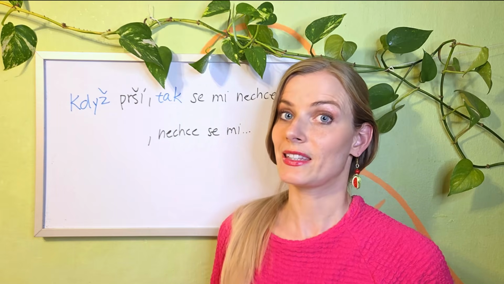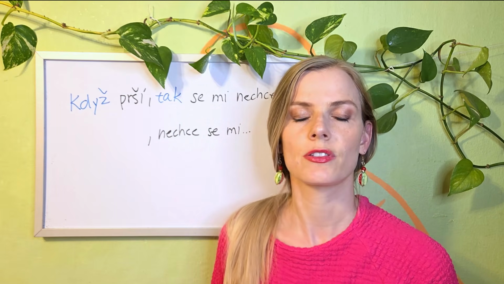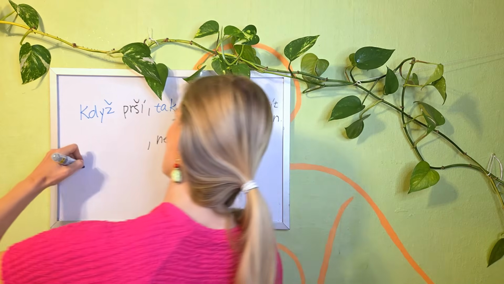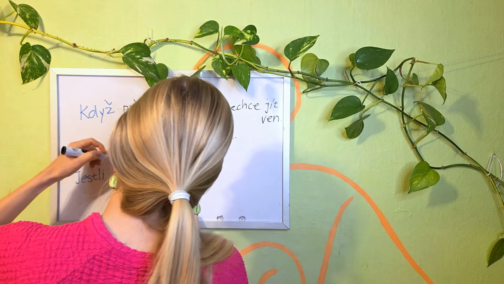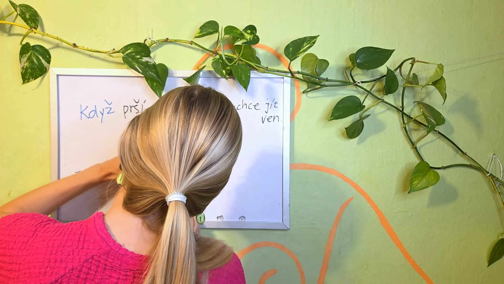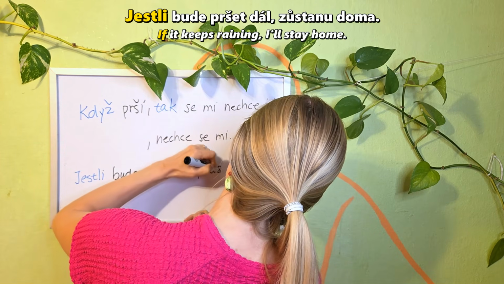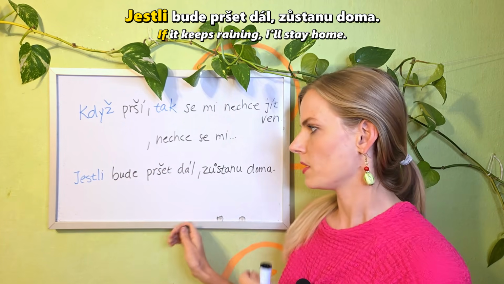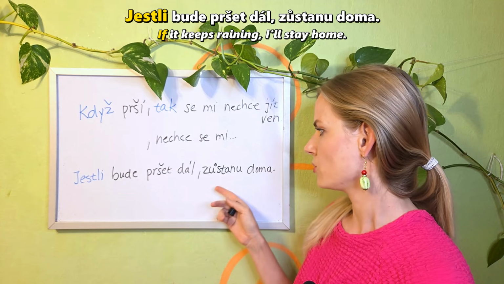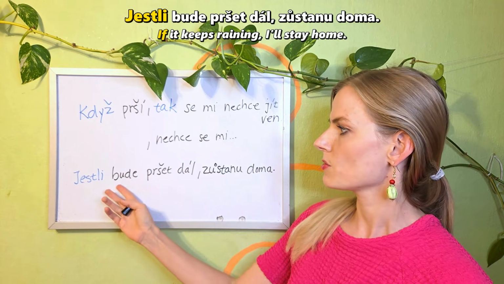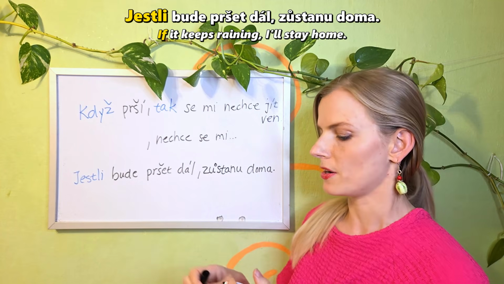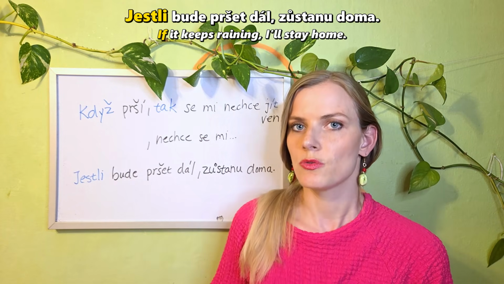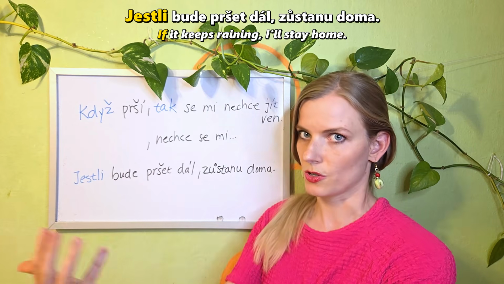Now, if we use jestli, which is specifically if, it gives us this condition in the future. Jestli, then we need future tense. Jestli bude pršet dál, zůstanu doma. If it continues to rain, I will stay at home. Jestli bude pršet dál, zůstanu doma. Notice we also have future tense in both parts. Jestli doesn't work like in English if, you have to use the future tense if you refer to the future.